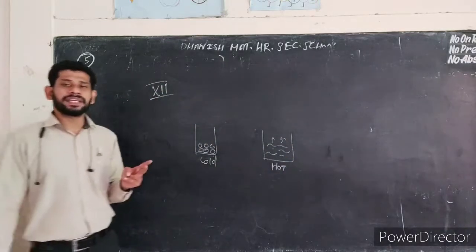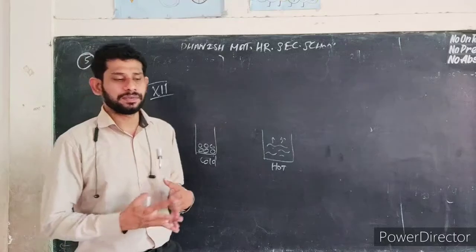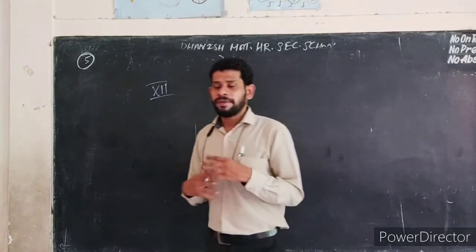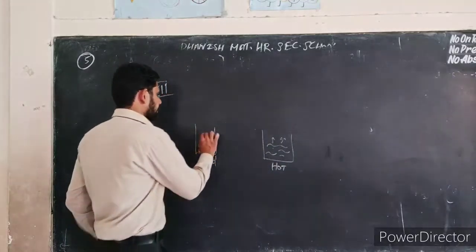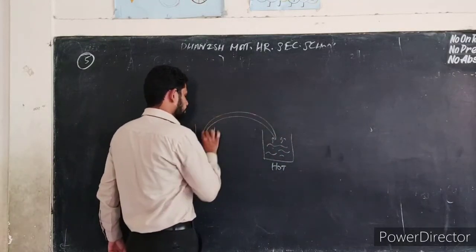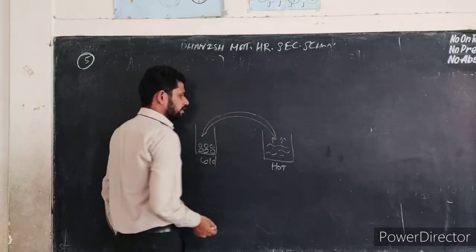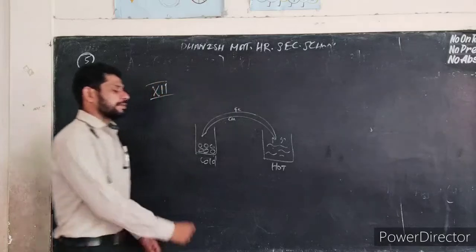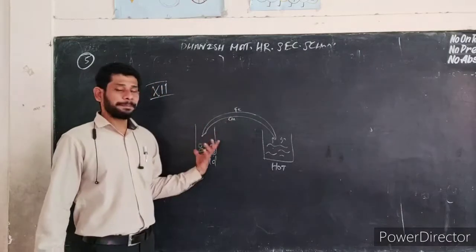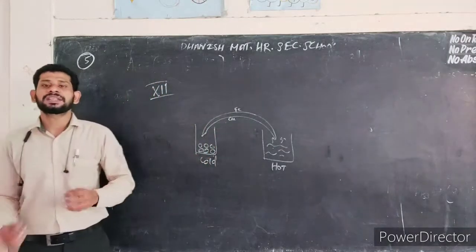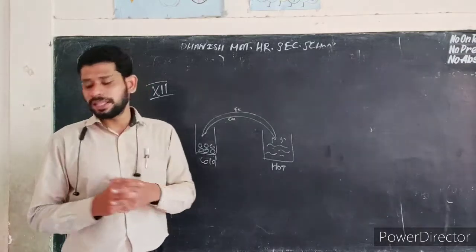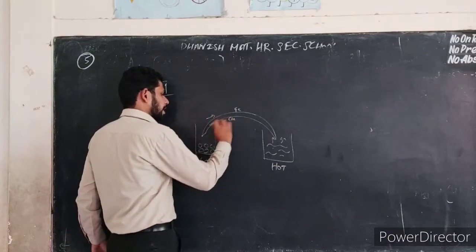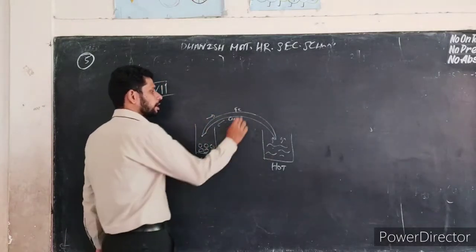Whenever two dissimilar materials, what is meant by two dissimilar materials? Which have different chemical properties and different physical properties. Whenever the two dissimilar materials, let it be copper and iron, are kept at two different junctions, it forms a thermocouple. So the current always flows from copper to iron.